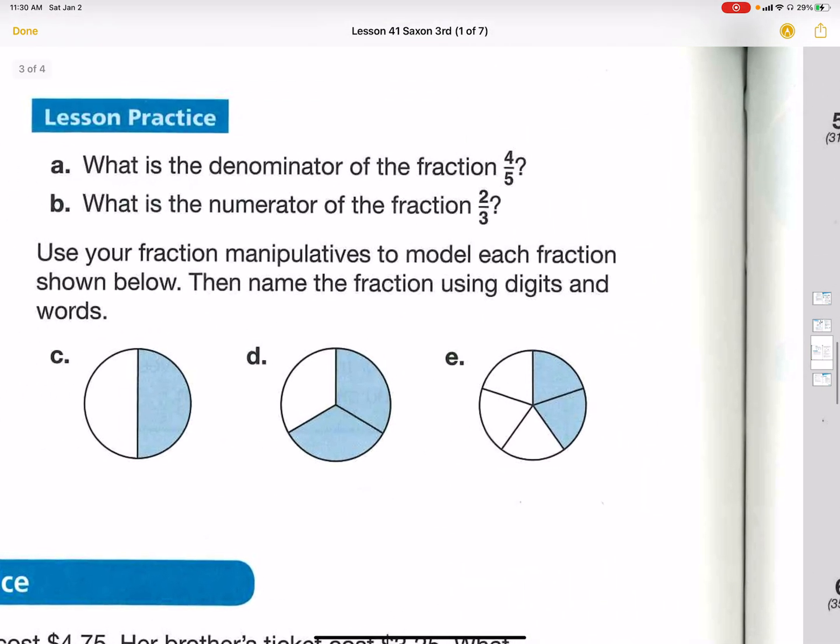What is the denominator of the fraction 4/5? Denominator's on the bottom. So the answer is 5. The numerator on 2/3 is 2.